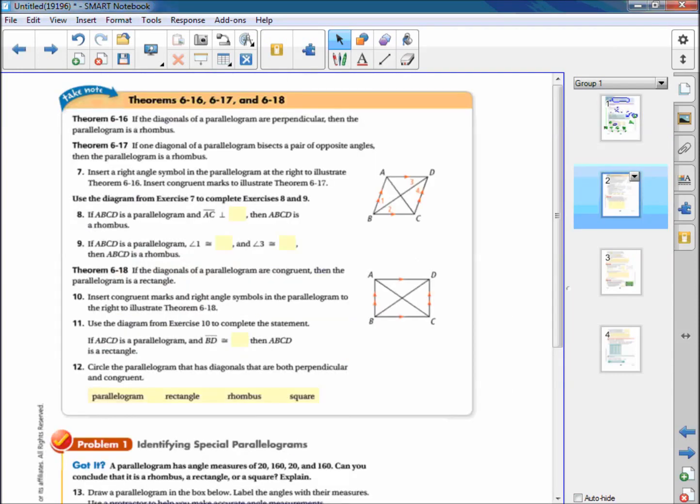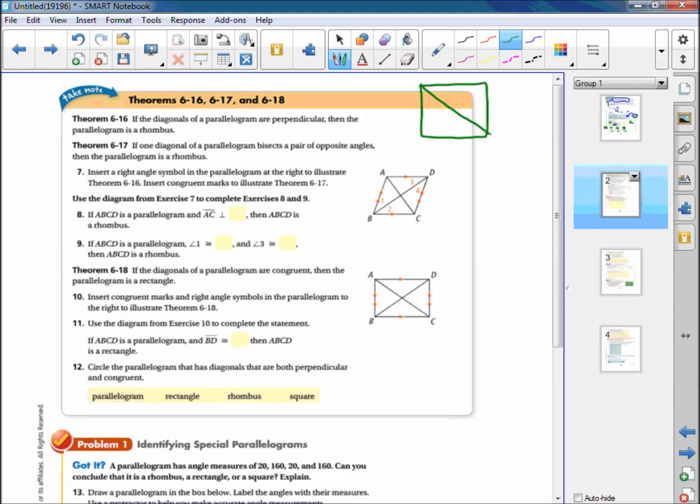And we have a whole list of theorems here again. Theorem 6-16: if the diagonals of a parallelogram are perpendicular, then the parallelogram is a rhombus. So if we have perpendicular diagonals, and we learned last time if we have a rhombus, then the diagonals are perpendicular. And this time we're going in reverse. We're saying if the diagonals are perpendicular, then we have a rhombus.